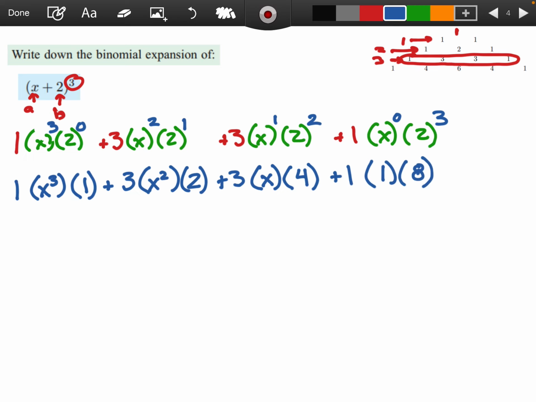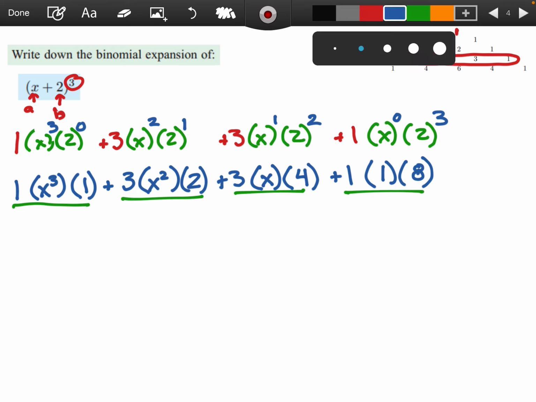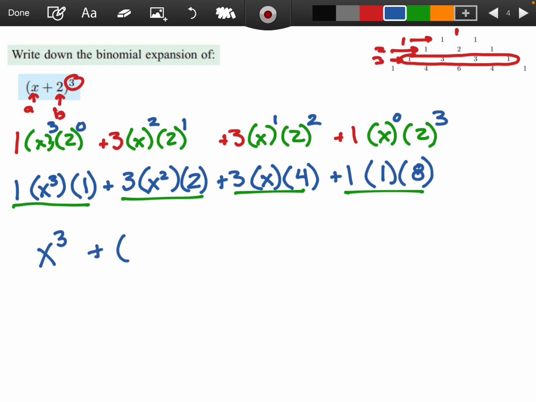So once we've solved all of those exponents, the last piece is to multiply out the 3 terms between each of the addition signs. So 1 times x to the power of 3 times x gives me x to the power of 3. 3 times x squared times 2 gives me plus 6x squared. 3 times x times 4 gives me plus 12x. 1 times 8 gives me 8.